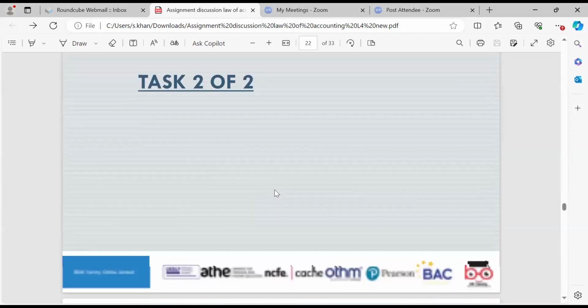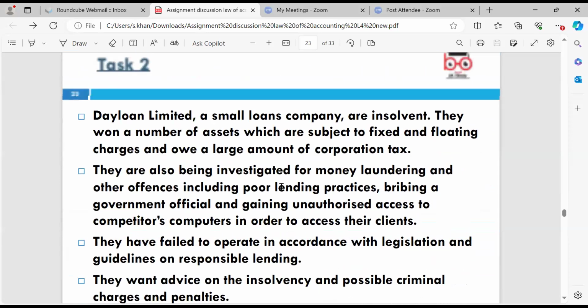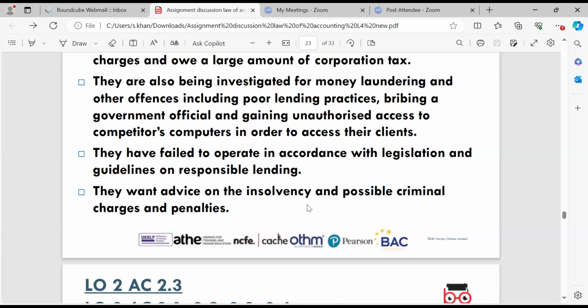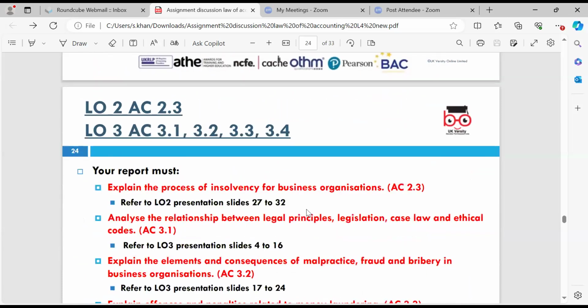The next bit is task 2 of 2. Task 2, Day Loan Limited, a small loans company, are insolvent. They own a number of assets which are subject to fixed and floating charges and owe a large amount of corporation tax. They are also being investigated for money laundering and other offences, including poor lending practices, bribing a government official, and gaining unauthorised access to competitors' computers in order to access their clients. They have failed to operate in accordance with legislation and guidelines on responsible lending, and they want advice on insolvency and possible criminal charges and penalties. So here you would be looking at learning outcome 2, AC 2.3, learning outcome 3, 3.1, 3.2, 3.3, and 3.4.